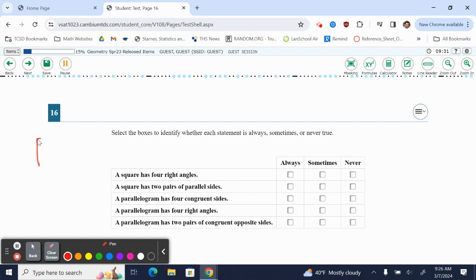So this is a picture of a square. I'm sure you know it very well. A square has 4 congruent angles, which makes them all right angles, and it has 4 congruent sides. So a square always has 4 right angles.